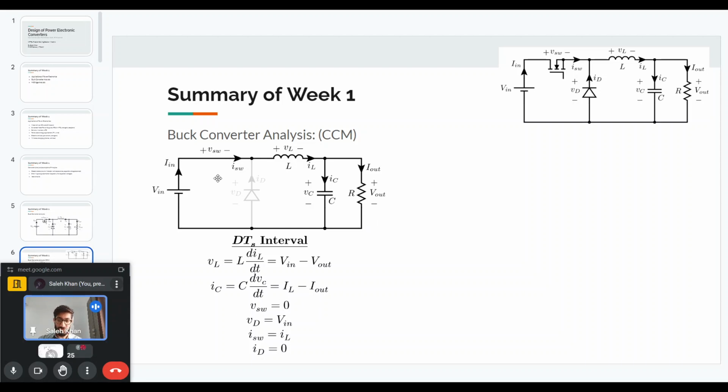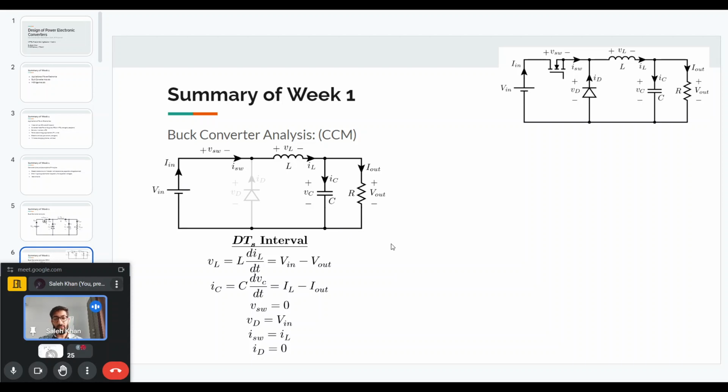The voltage across the main switch is zero because it is on, and here we are using the ideal assumption that there is no voltage drop across the switch. The voltage that the diode is blocking, because the diode is reverse biased in this case, is the input voltage. So if you see the voltage loop on the left side of the circuit, the voltage that is blocked by the diode is the input voltage. And the current through the switch is the inductor current, and the current through the diode is zero because it is in reverse bias condition. So this is the DTS interval.